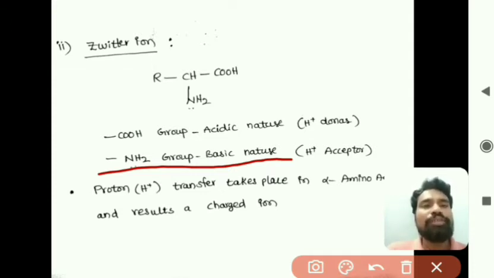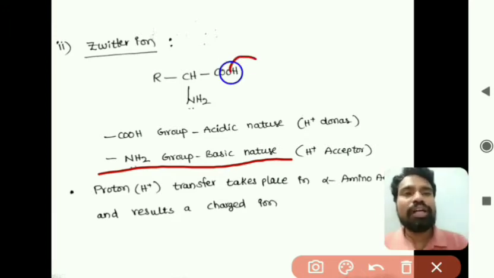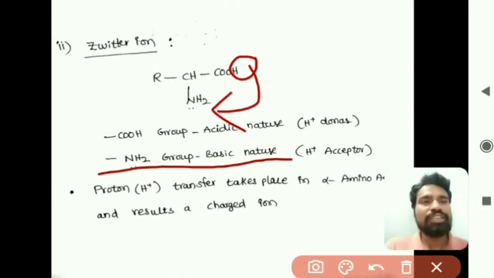Because of the presence of acidic and basic groups, a proton transfer takes place from the acidic group to the basic group, because the acidic group is a proton donor and the basic group is a proton acceptor. So a proton transfer takes place from the acid group to the base group within the alpha amino acid molecule. Then it will form a charged species.